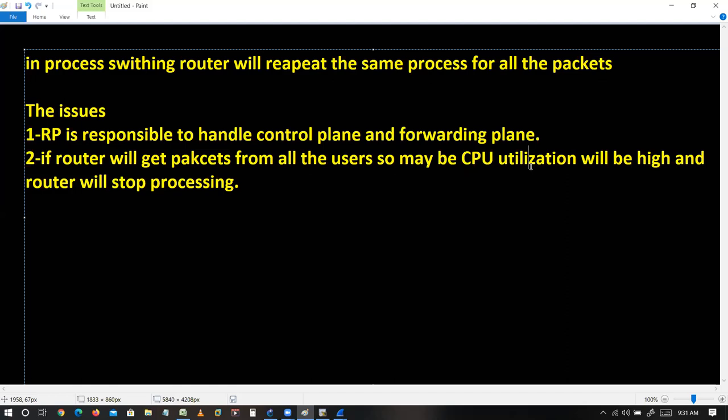So nowadays, we never use process switching. We always use fast switching or CEF switching. We never use process switching due to this reason. Fast switching and CEF switching are basically dependent on process switching. The concept comes from process switching, with some enhancements in fast and CEF. So if process switching is clear, fast switching and CEF switching will be clearer. If you have any doubt in process switching, just ask.